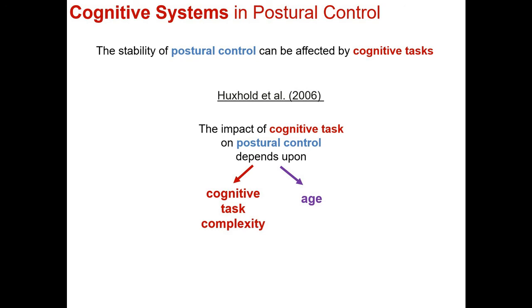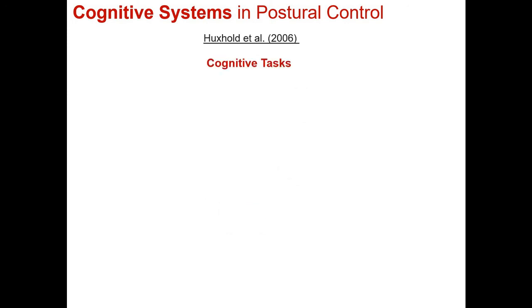We're about to look at a research study by Huxhold. This research provides useful insights into the impact of cognitive task performance on the control of posture. It shows that the impact of a cognitive task on postural control depends upon the complexity of the task that's being performed, as well as a person's age.